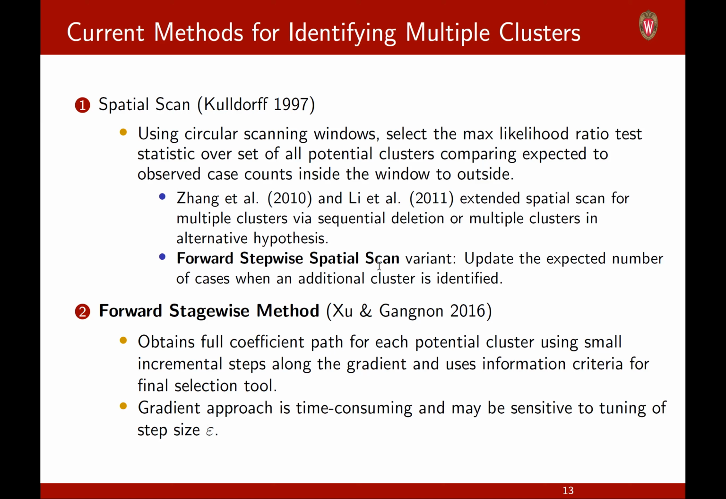And another approach is the forward stage-wise method. So this is similar to forward stage-wise regression. So we're going to go down a gradient, and we're going to obtain a full coefficient path for each potential cluster using small incremental steps. So this is great. We are able to identify the cluster, but it's really time consuming. And it can be sensitive to the tuning of our small step size, where you can get trapped in a local minima and not be able to get out of it. So these are sort of the two comparative methods that we're going to be exploring.